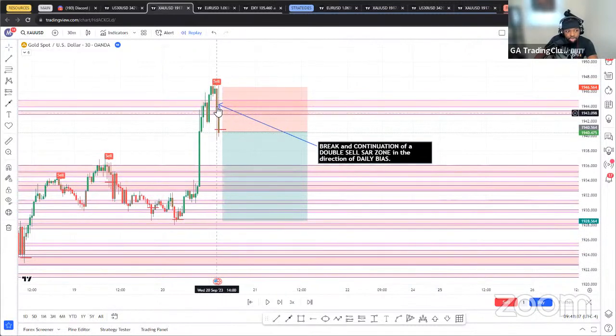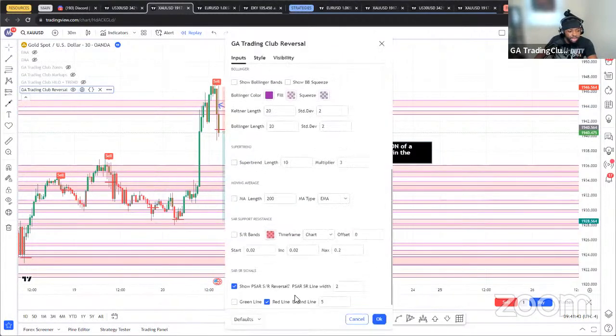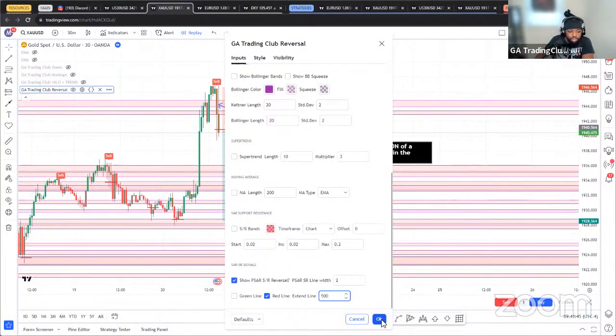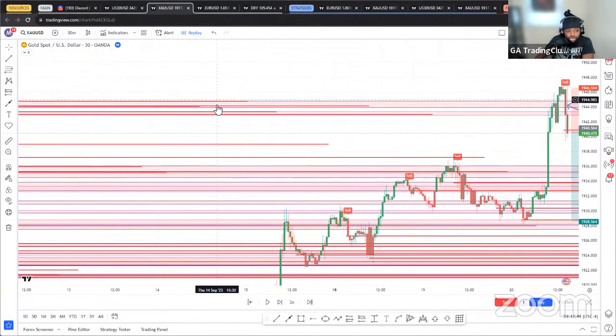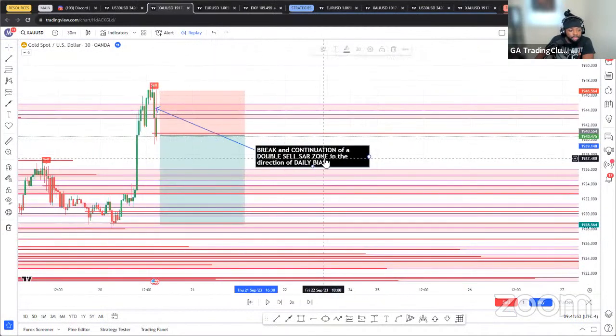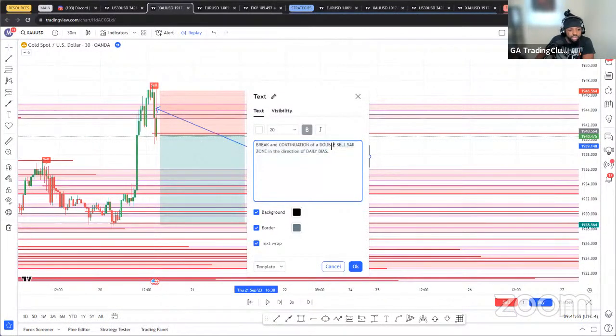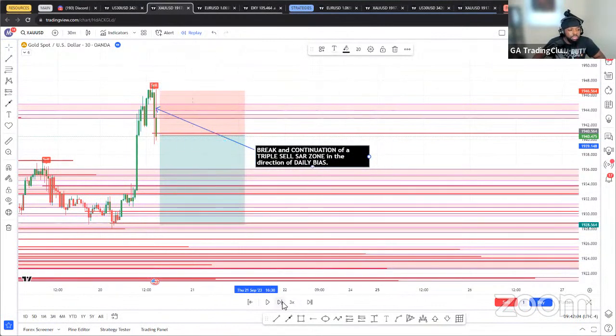You have this candle that broke, you have the next candle that continued. And I know I have reduced the SARs, but if I go back in here and extend them, because this is based off of extended SARs, these actually were a triple, 1, 2, 3. So it was a triple SAR zone. So if you took that, you would have gotten it and kept playing it.